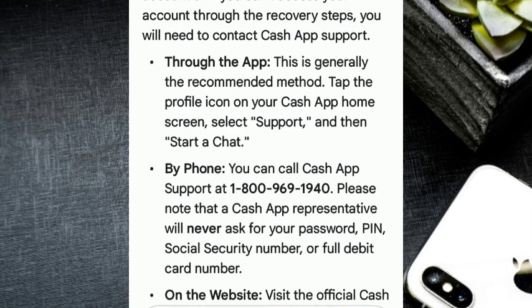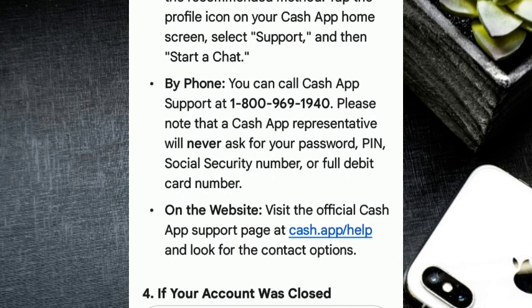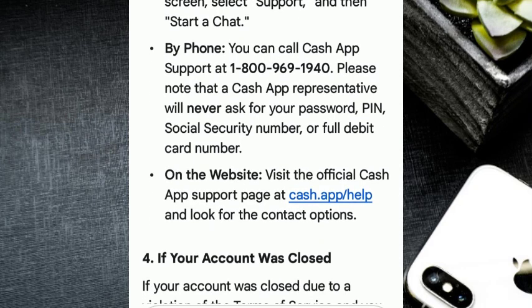By phone, you can call Cash App support at 1-800-969-1940. Please note that a Cash App representative will never ask for your password, PIN, social security number, or full debit card number. On the website, visit the official Cash App support page at cashlinkto.app/help and look for the contact options.